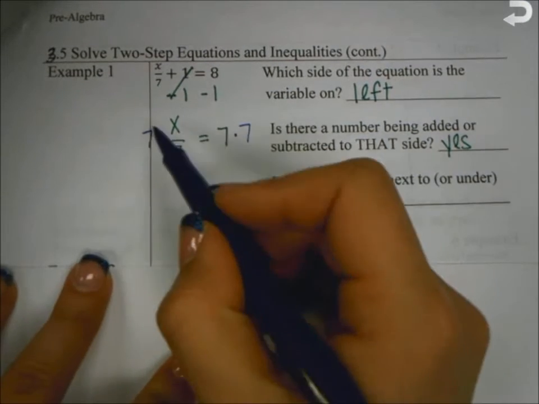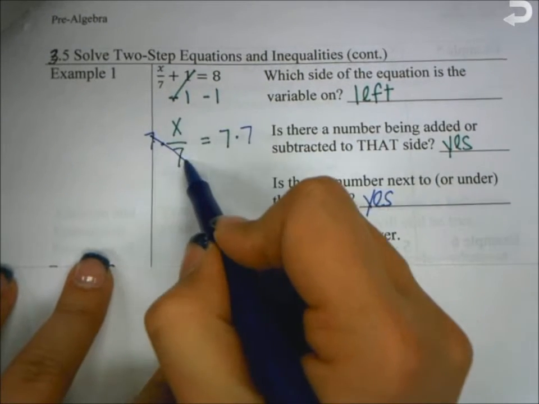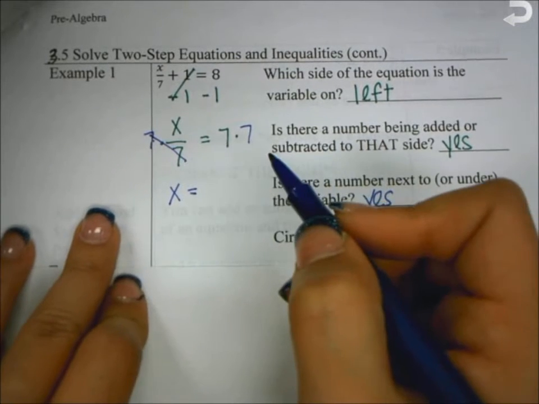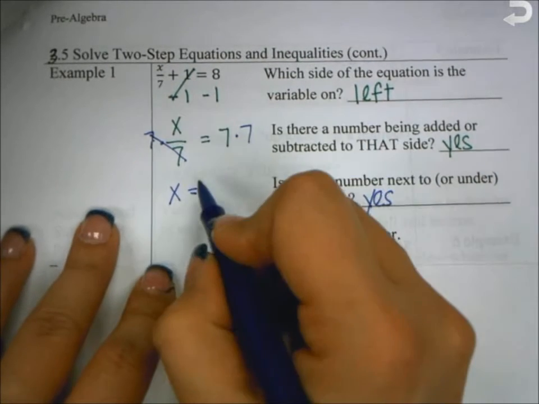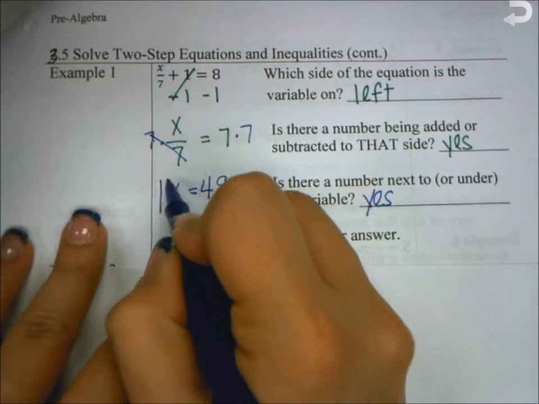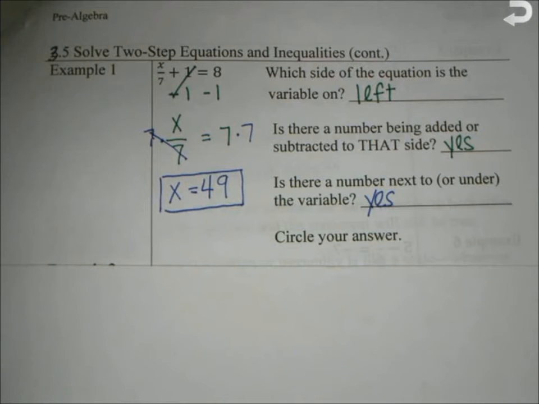So we have 7 divided by 7, which gives me 1. So we're left with just X by itself on the left. And 7 times 7? 49. So we box our answer. And then let's check it.